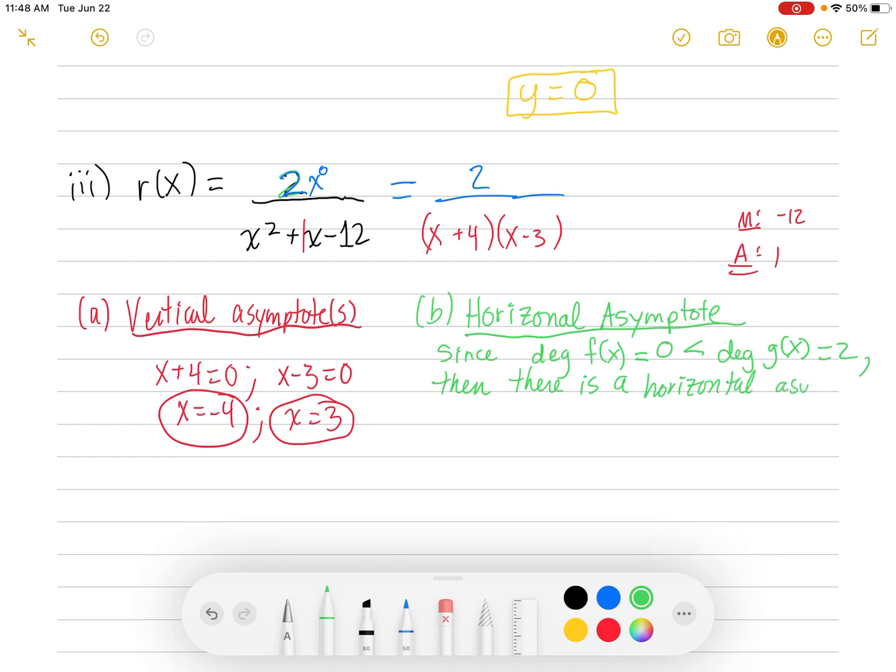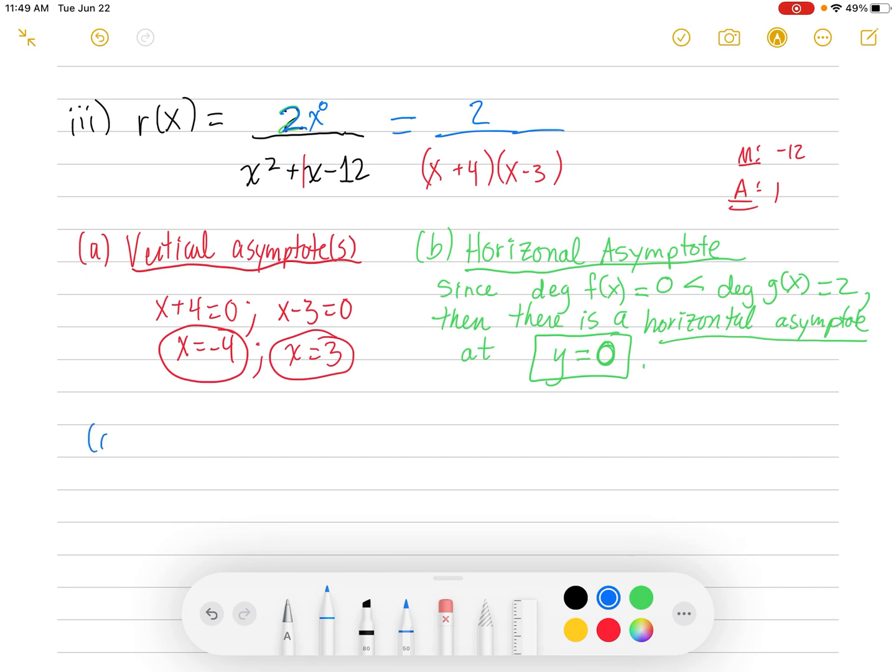Then there is a horizontal asymptote. Where is the question? Well, anytime the top has a smaller degree than the bottom, it's always at y equals 0. It's an important one to remember, at y equals 0. A really important one. Okay, let's go on to part C.